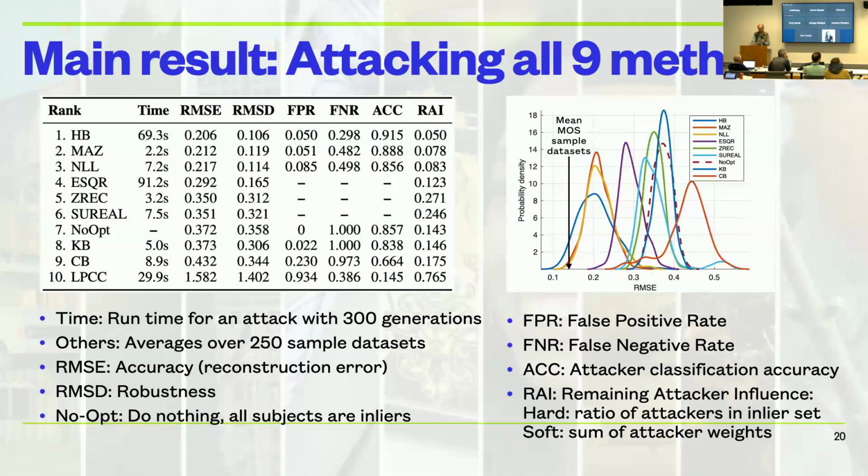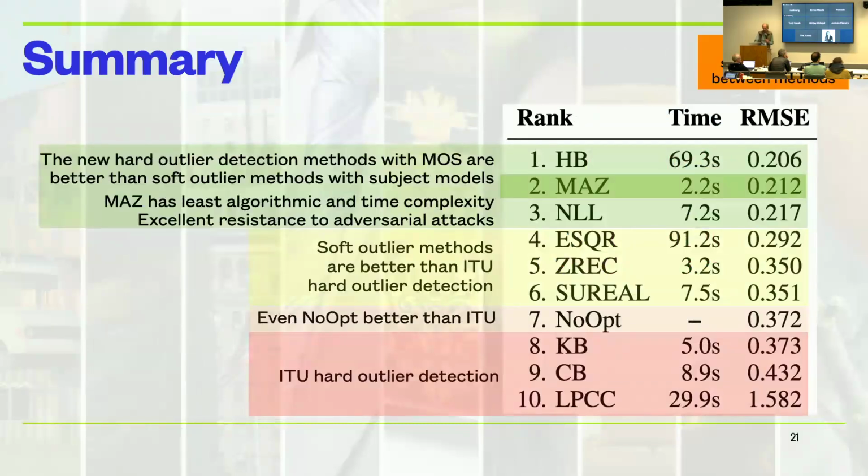They're significantly different. Okay, let's summarize the findings. So the summary is that, in the ranking here, the top 3 methods are the new hard outlier detection methods with MOS. They're better than the soft outlier methods that have a sophisticated subject model. That's a surprising result. And the MAZ, the new one, has the least algorithmic complexity and time complexity and excellent resistance to adversarial attacks. Then come the soft outlier methods, ESQR, ZREC, and Serial in the middle.